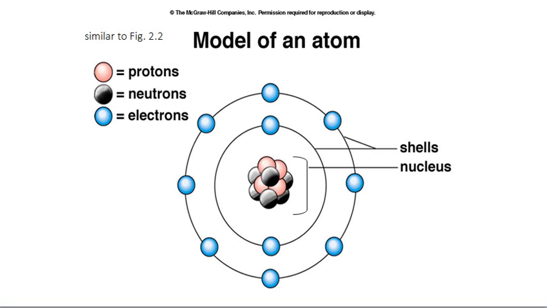Atoms are often depicted in a manner similar to this. Protons and neutrons are tightly packed in the center, called the nucleus. Electrons are arranged in orbitals or shells on the periphery of the atom.